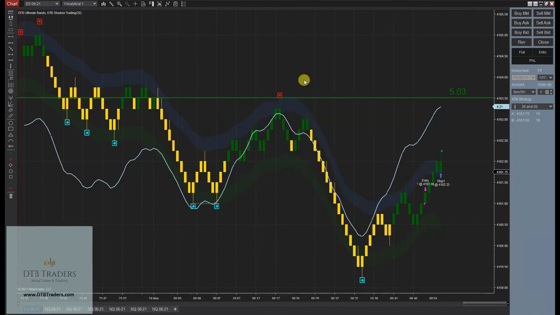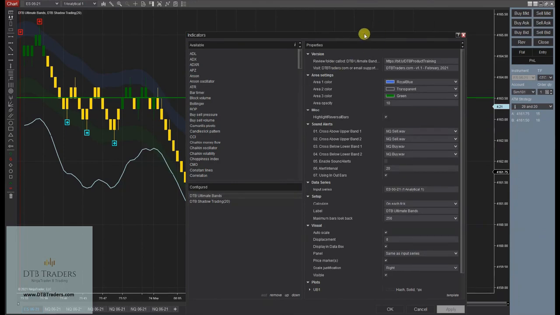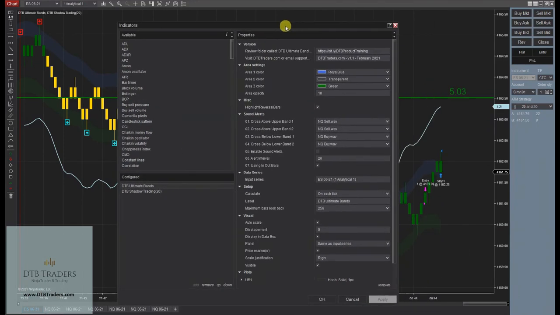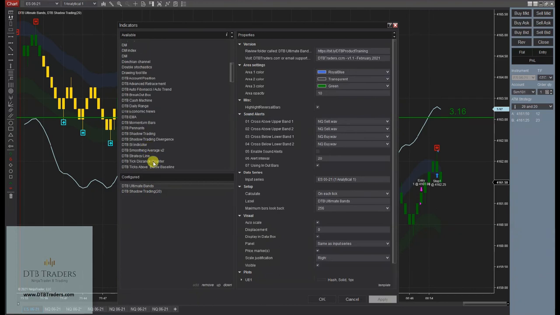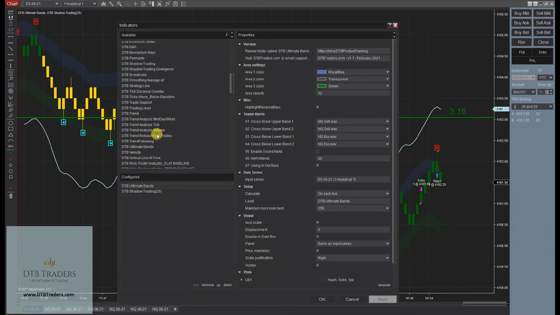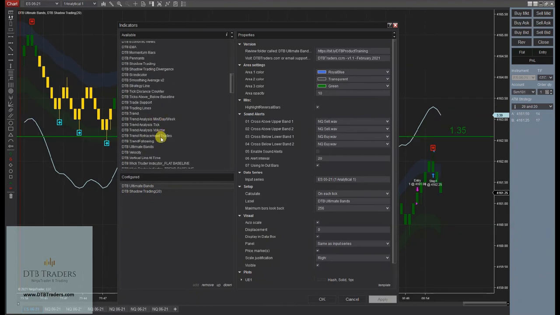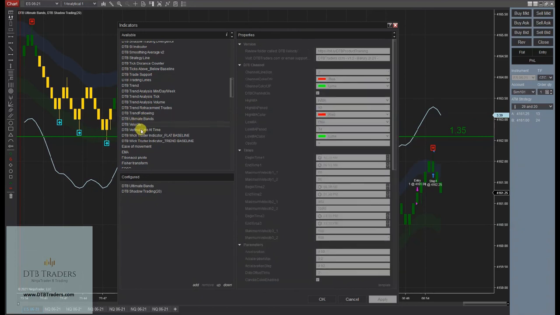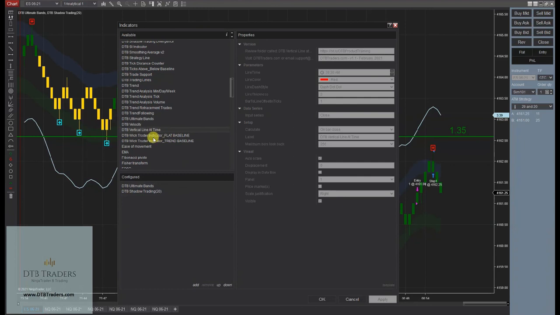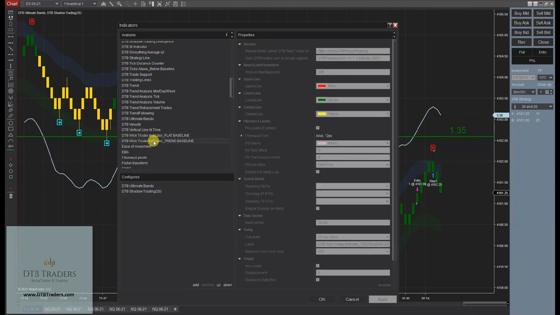Okay, so that is the shadow trading, the ultimate band and the shadow trading. Sorry, it was a bit of a longer video, but I think if you pay attention to this specific setup with the ultimate bands and the shadow trading, it's going to greatly increase your chance of success. Okay, the next indicator we'll look at is the velocity, the vertical line, and the two things.